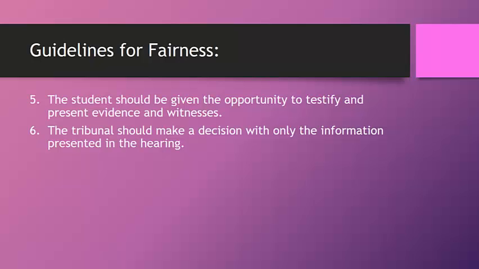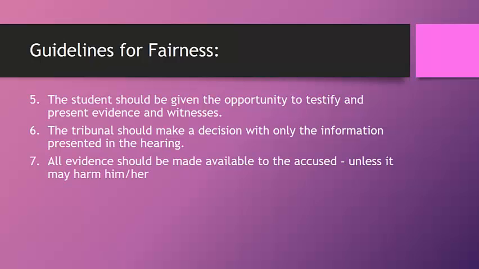And if you ever go to court and you have to deliver your records, then your judgment, your decision has to be clearly made from just the records that you have in front of you. Okay, so just keep that in mind. Number 7, all evidence should be made available to the accused unless for some reason it could harm them, then you don't have to. But otherwise, all evidence against the student needs to be made available to the student.